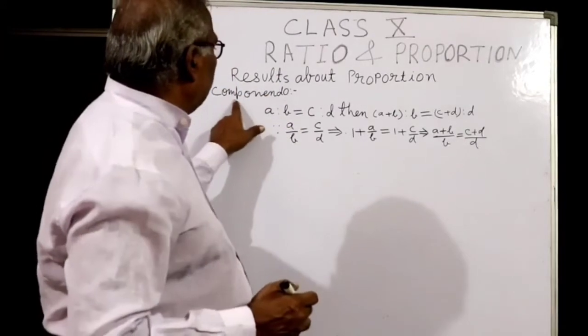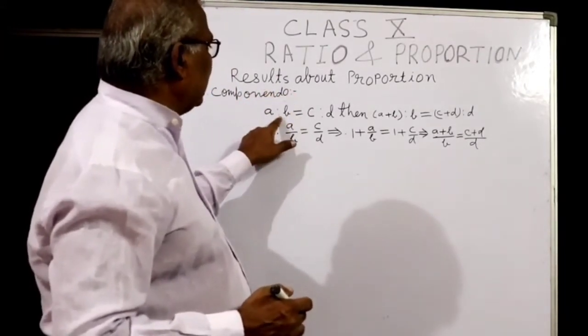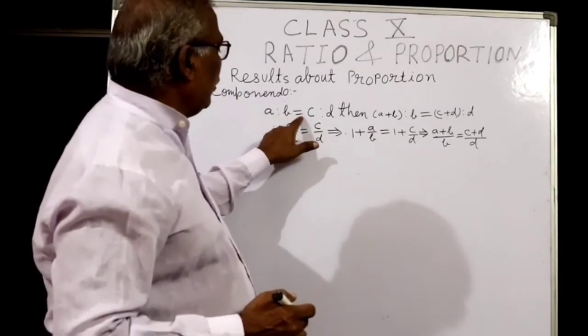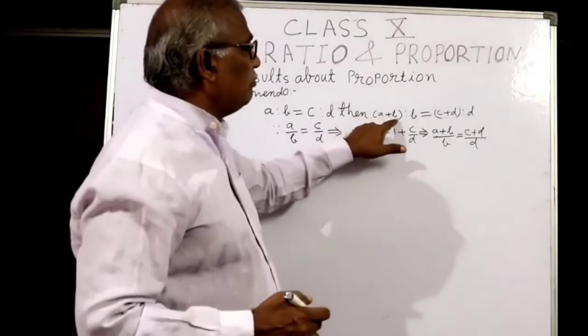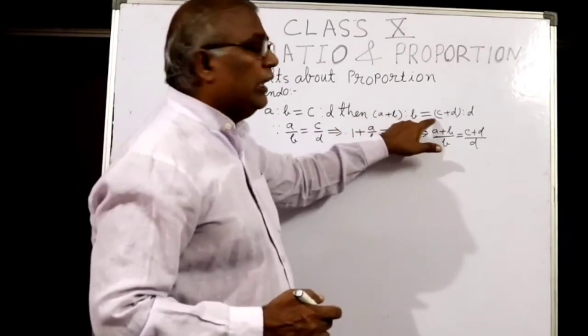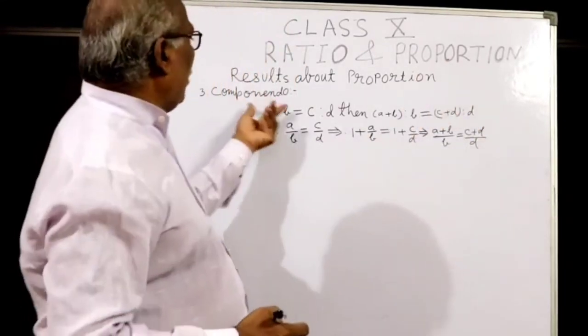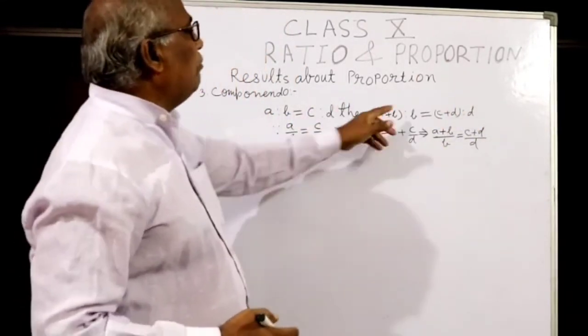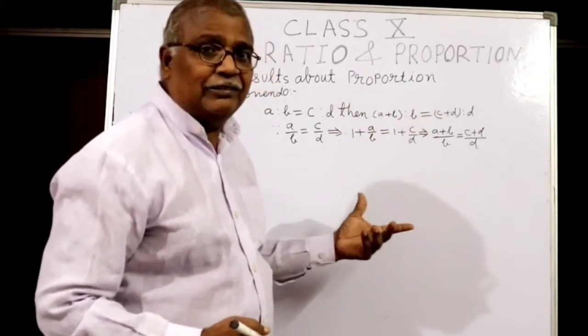Now the third result is called componendo. If A is to B is equal to C is to D, then A plus B is to B is equal to C plus D is to D. This property is called componendo. How will you get this result?